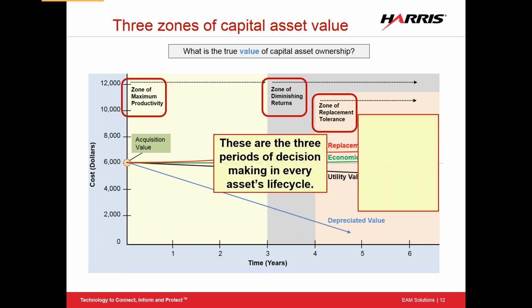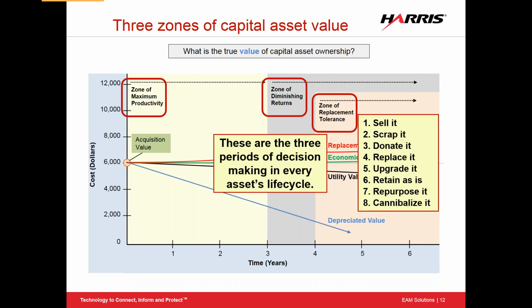Now, when we get to the end of the life cycle, you have some choices. You can sell it, scrap it, donate it, replace it, upgrade it, retain it. You can repurpose it, or you can cannibalize it. We have an expert in the room here who does this on a regular basis. So again, you have to take a look at what the item is. Is there a market for it? Is there a secondary market? What can you do with that item?